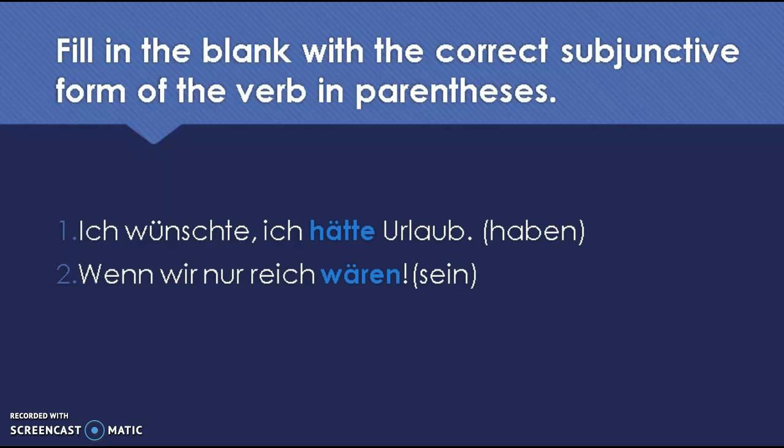Ich wünschte, ich hätte Urlaub. I wish that I had vacation. Wenn wir nur reich wären, if only we were rich. We have haben changed to hätte and sein changed to wären.